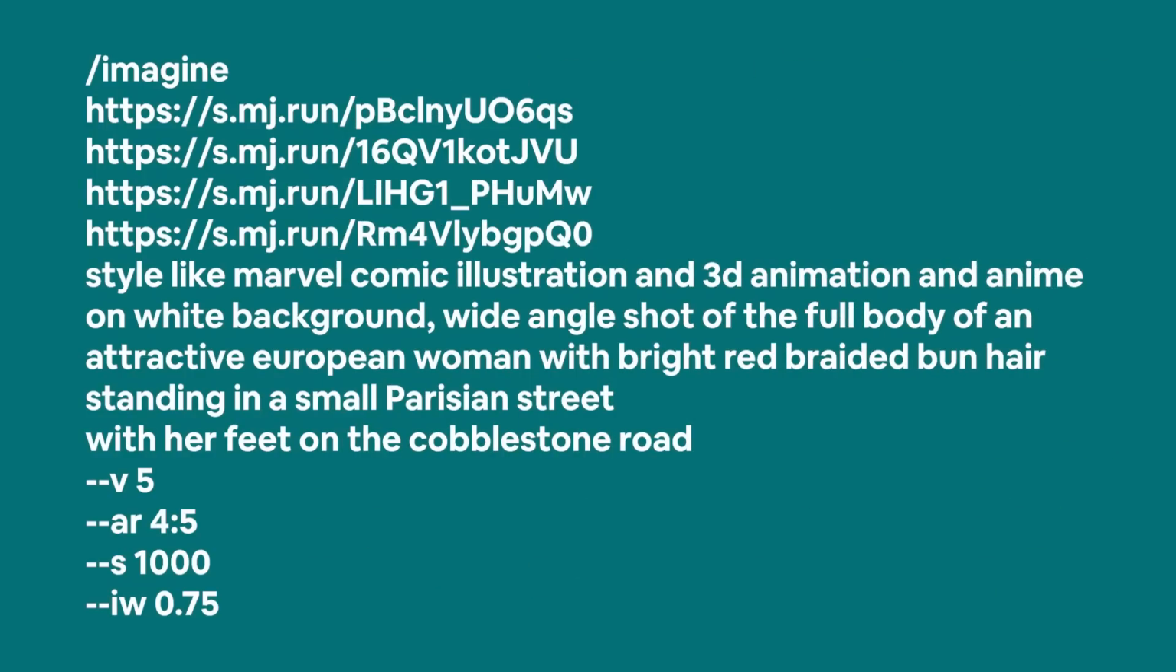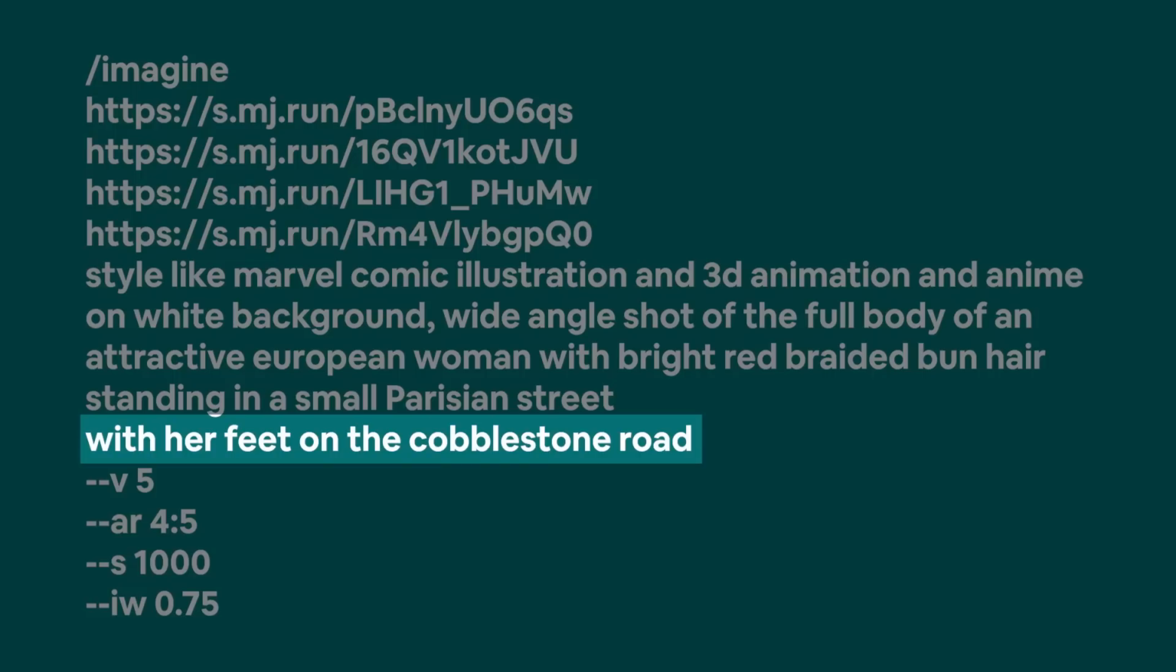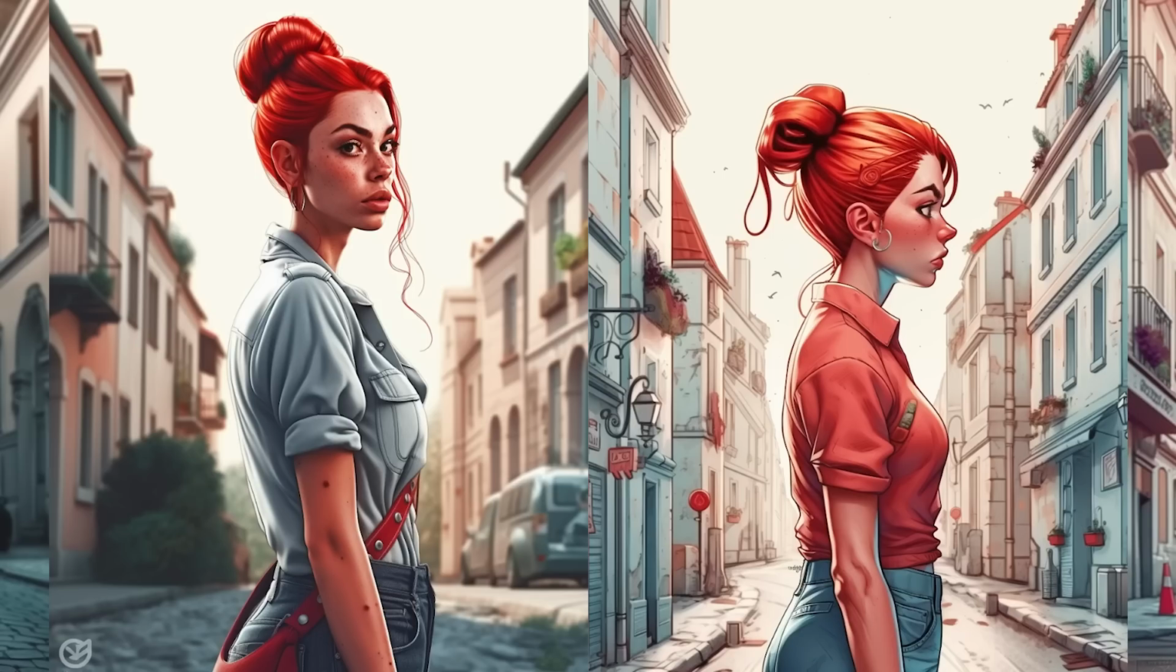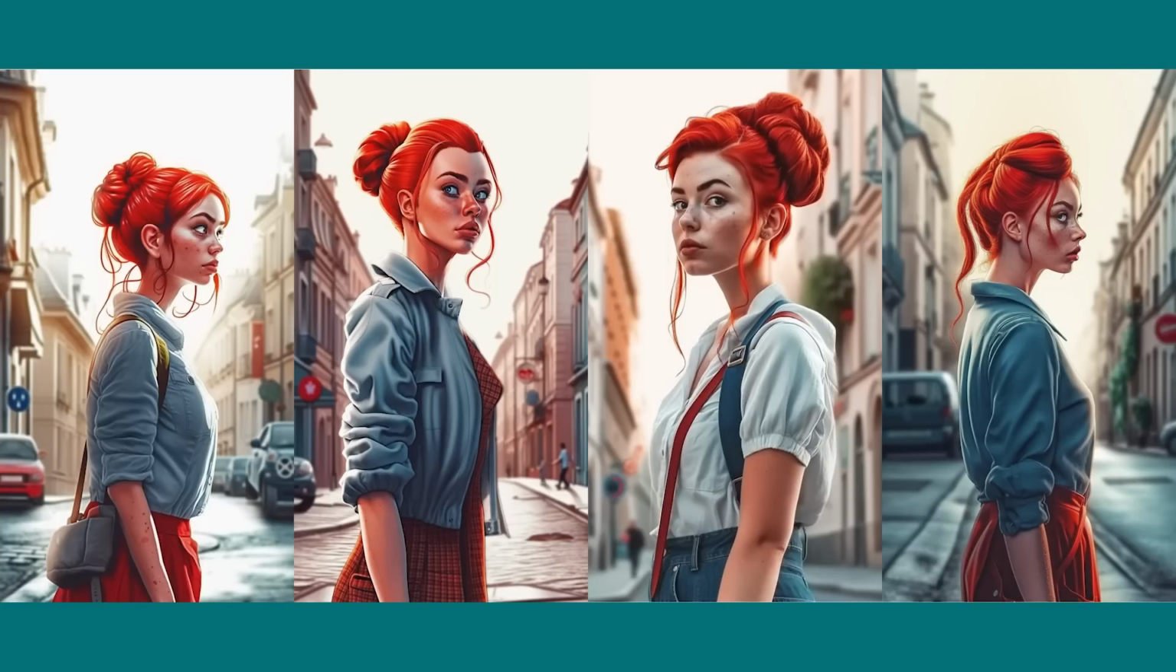I've done two things here. First of all, I've added with her feet on the cobblestone road. This is meant to signal to Midjourney to show me more of her legs. We'll probably get a cowboy shot in the end, but if I don't add this, her body will be cut off much further up. I've also changed the aspect ratio to 4:5 to provide more space to actually display her body. And here's what the images look like. And if I change the aspect ratio to 9:16, then we get this set of images.